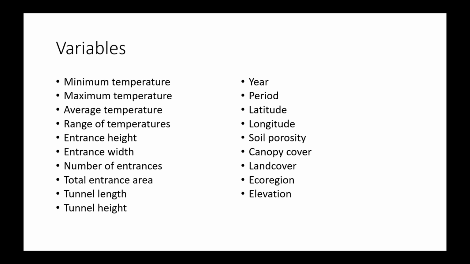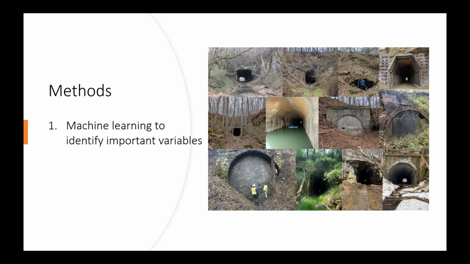And what we did is we used a machine learning approach called random forests to take all of these variables and help us identify the most important variables in predicting the counts of different bat species. And I'll say right now that we focus on little brown bats, tricolored bats, and big brown bats, because those are the species that we were able to find frequently enough to analyze statistically.